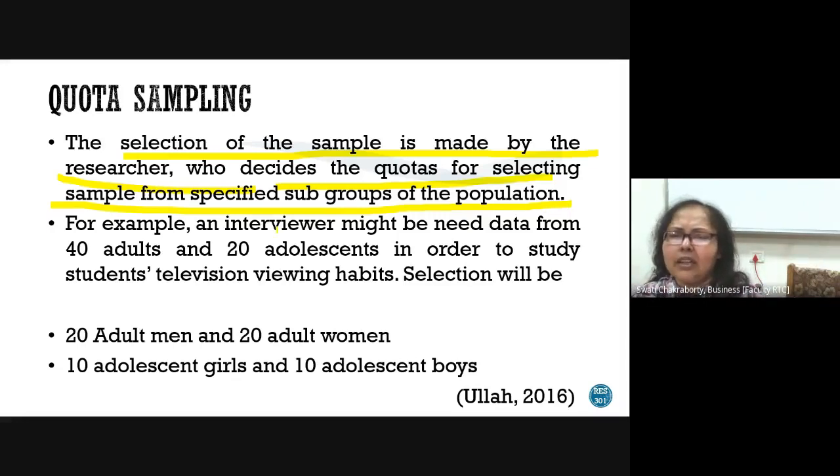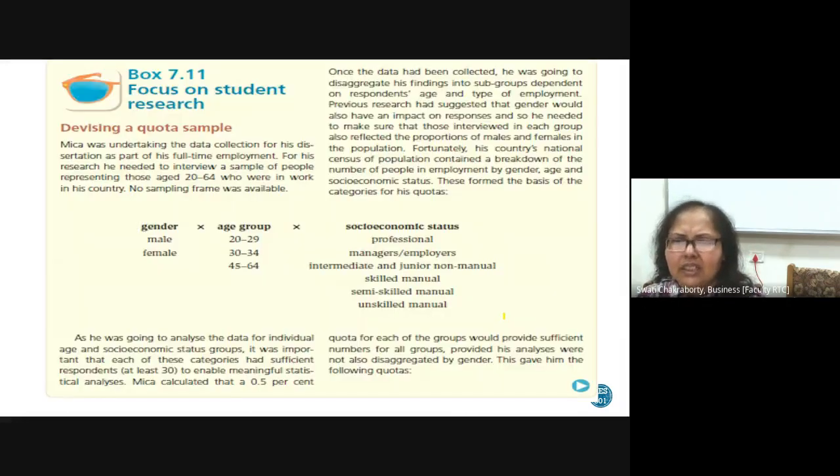Say, for example, an interviewer might be in need of data for 40 adults and 20 adolescents in order to study students' television viewing habits. So what will happen? Selection will be 20 adult men and 20 adult women, because 40, and 20 adolescents means 10 girls and 10 boys. So that's a quota, right? The researcher decides how they want to pick. See, this is an example.